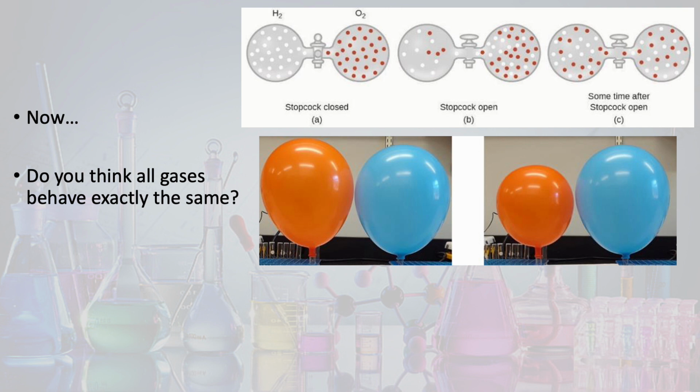So eventually they will reach equilibrium, and there'll be equal amounts of hydrogen gas on the left and the right, as well as oxygen on the left and right, but the two gases do this at different rates, right? Which again is why we refer to this as effusion instead of diffusion.